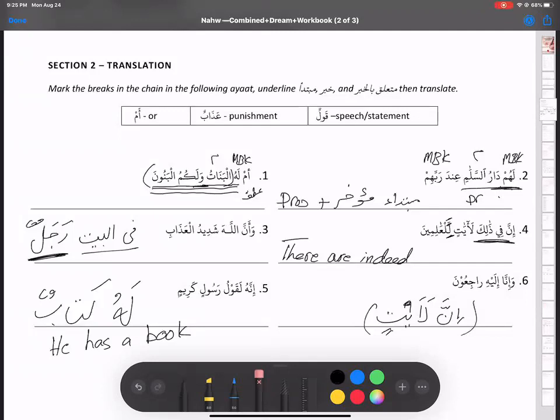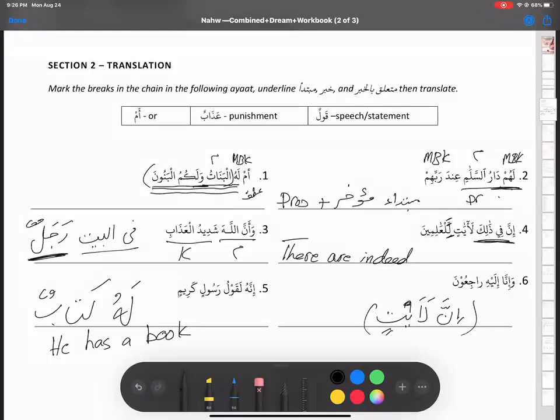Then we have wa anna Allaha shadidul azabi. So now what is that? Wa anna Allaha, what is that? Anna Allaha is our mubtada. What is shadidul azabi? It's khabar. It's an easy one.